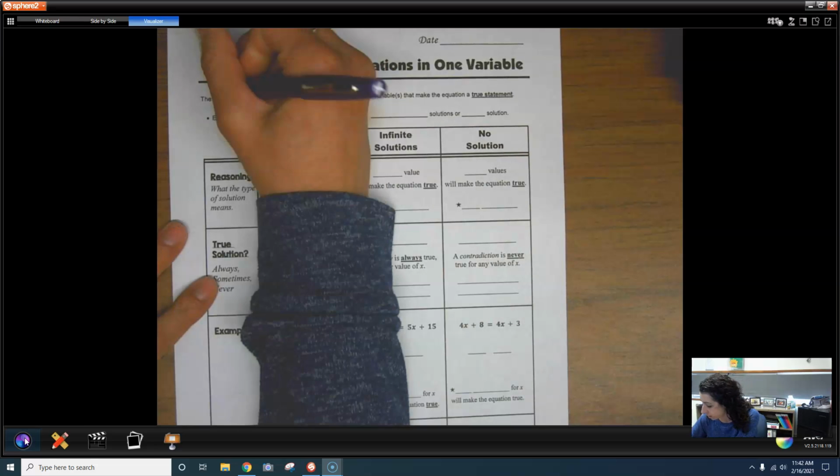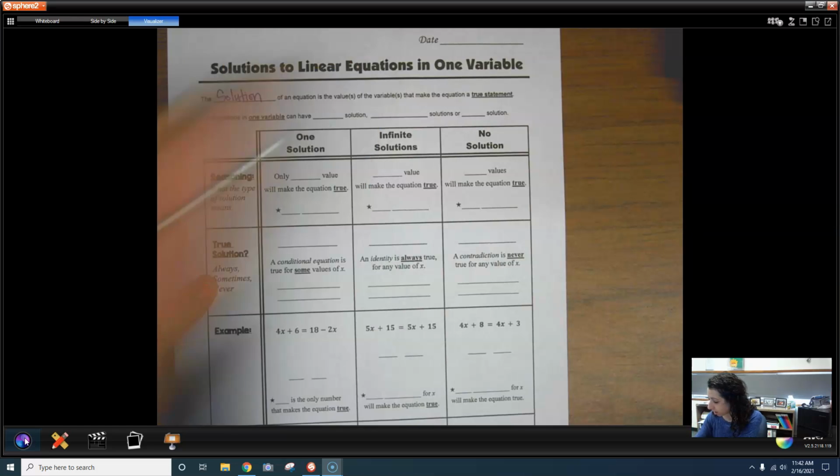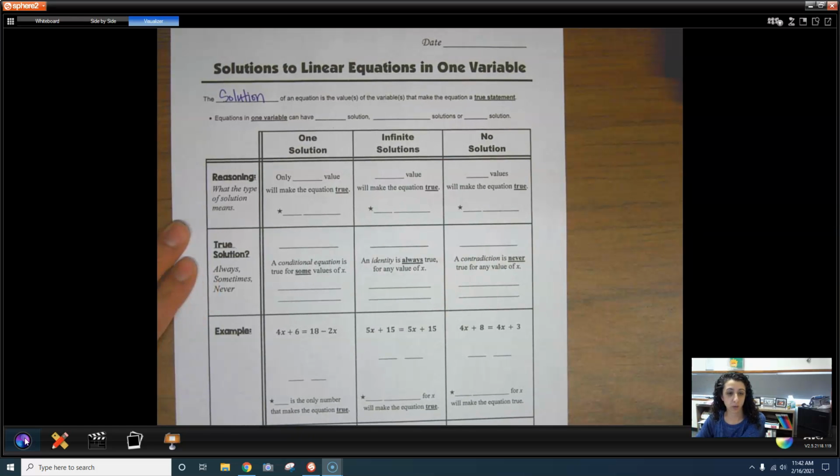So, the solution of an equation is the value or values of the variable that make the equation a true statement. We've been practicing this with our angles when we plug our variable back into our expression to make sure both sides are equal to each other when we did that with our vertical angles.